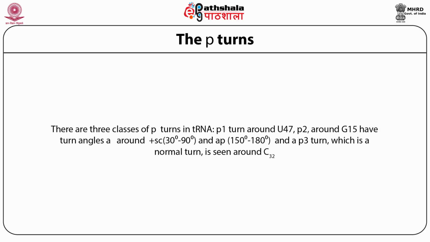There are three classes of pi turns in tRNA. Pi 1 turn around U47 and pi 2 turn around G15 have turn angles around 30 to 90 degrees, plus SC, and 150 to 180 degrees AP, and pi 3 turn, which is a normal turn seen around C32.